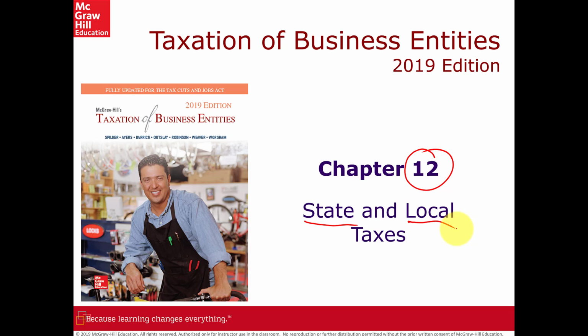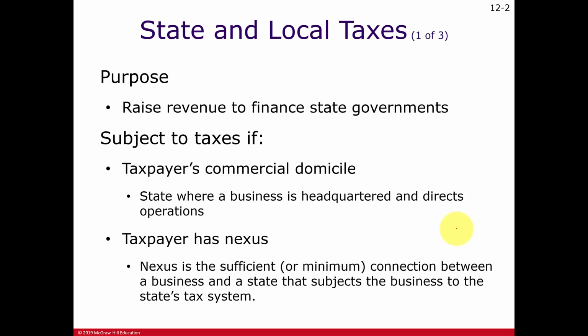And because there's possibly hundreds of counties, cities, and states, what we're covering here in chapter 12 is more of general concepts, some common rules that apply across the country, and not really specific detail for each state or each county or each city. Here it says that the main purpose of taxes is to raise revenue for the government.